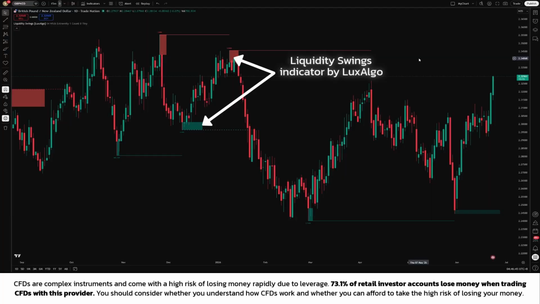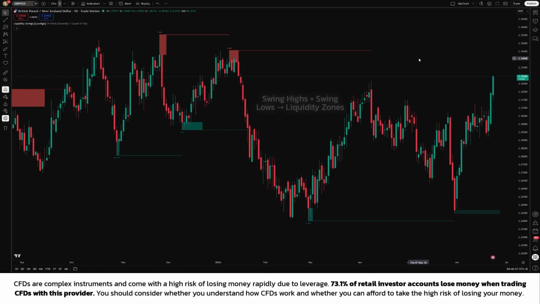LuxAlgo's Liquidity Swings Indicator is designed to highlight swing areas where price has shown repeated interaction or meaningful trading activity. Instead of only marking a swing high or swing low as a single level, it builds a zone around that area, which makes it easier to see where liquidity may be concentrated and where price may react again later. The indicator is mainly used for descriptive analysis because pivot-based tools confirm swing points after a set number of bars rather than in real time.